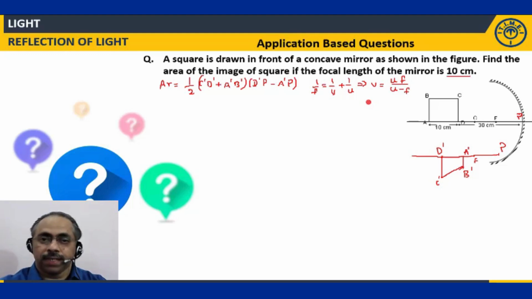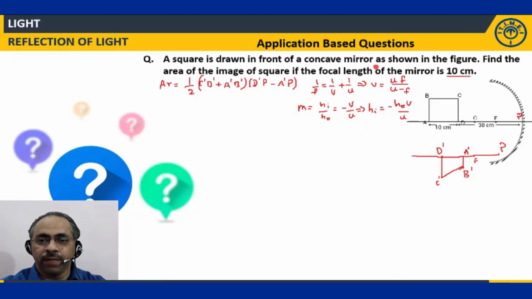That is one thing. Next, if I wanted to know the length D dash C dash or A dash B dash, this is the size of the image. So I need to get the magnification for that. So I know magnification M is equal to HI divided by HO. The same thing is minus V by U. So I'll get from this HI is equal to minus HO into V divided by U.